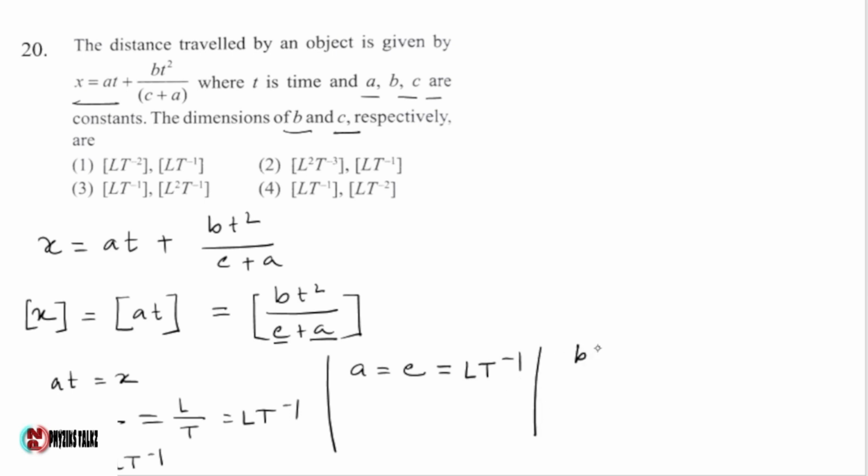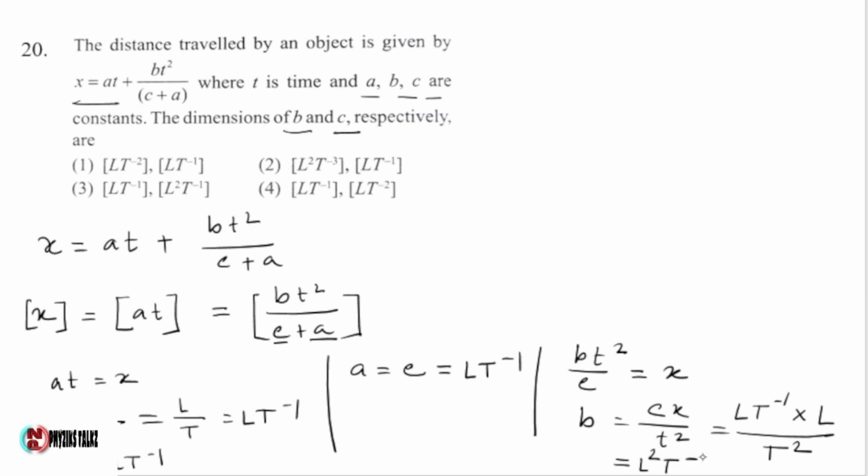Now bt square by c equals x. Now b equals cx by t square. Now c has the dimensional formula LT minus 1, x is L and t is t square, which gives L square T minus 3. So the dimensional formula of B is L square T minus 3 and C is LT minus 1. So the correct option is option 2.